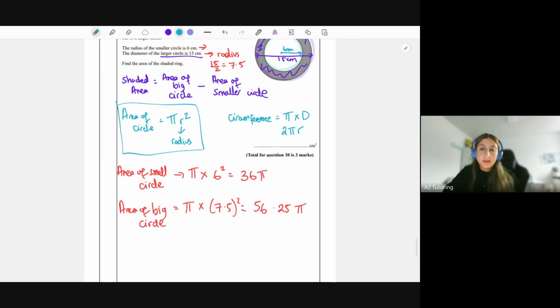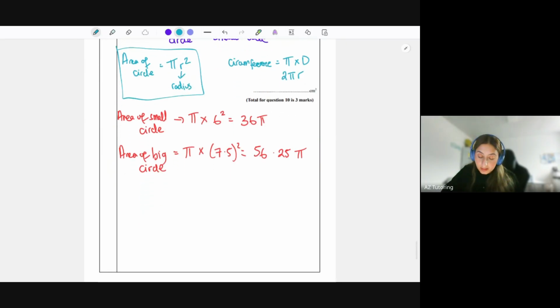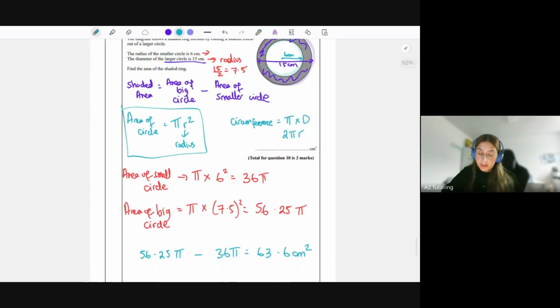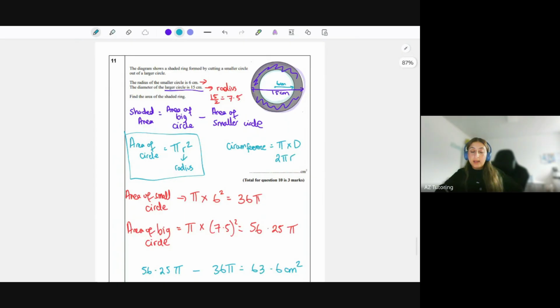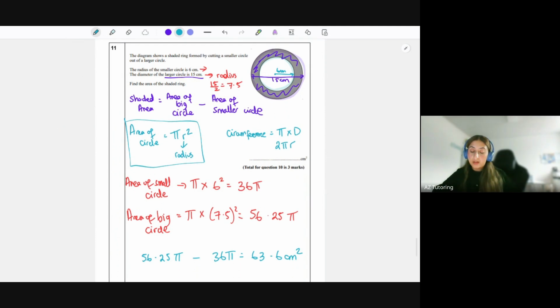Now all we're doing last step is minusing them. So we're doing area of the big circle minus area of the smaller circle. Area of the big circle is 56.25 pi, take away 36 pi. If you just plug that in your calculator, it will be 63.6 centimeters squared because area is in squared. So just remember to minus them. Even if you don't understand the concept of finding the shaded area, if you find the area of both the circles, you would at least get a few marks from that. You'd get at least 2 marks. So the answer is 63.6 centimeters squared.